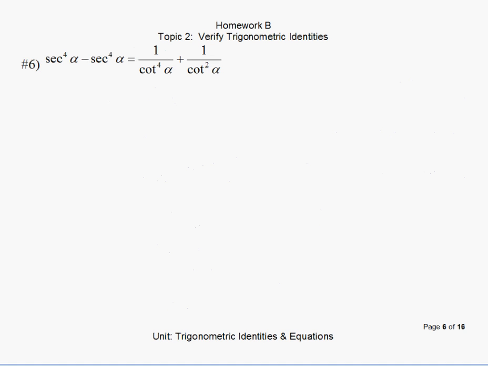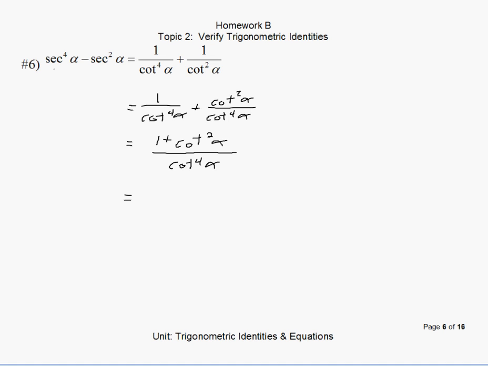Number 6, I see two fractions. Anytime I see two fractions, I like to add or subtract them together. So to do so, I need to get common denominators with cotangent to the 4th. So I'm going to multiply the right fraction top and bottom by cotangent squared. Combine the fractions. Notice in my numerator, using the Pythagorean identity, 1 plus cotangent squared of alpha is cosecant squared of alpha.